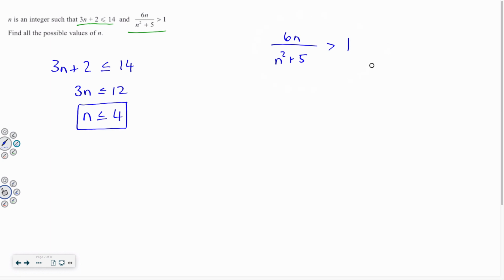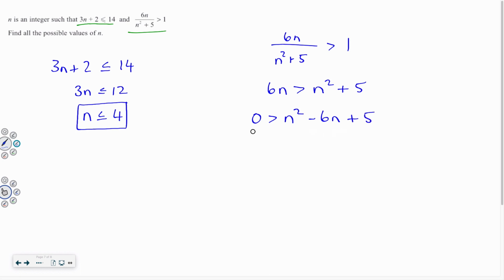Looking at the second inequality, I want to find what values n can take. The first thing I'm going to do is multiply both sides by n squared plus 5. That's going to give me 6n is greater than n squared plus 5 times 1, which just gives me n squared plus 5. Now I want to get this in the form of a quadratic, ax squared plus bx plus c, compared to 0, or in this case we want an inequality. So if we want one side to be 0, I'm going to minus 6n from both sides. That's going to give me 0 is greater than n squared minus 6n plus 5.